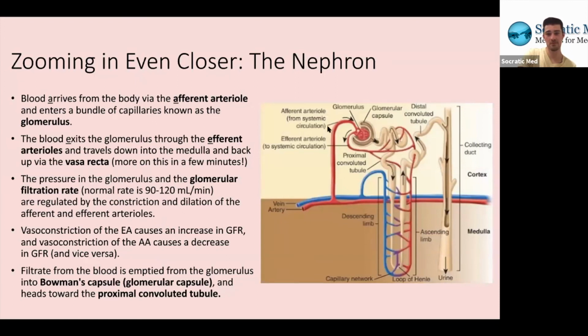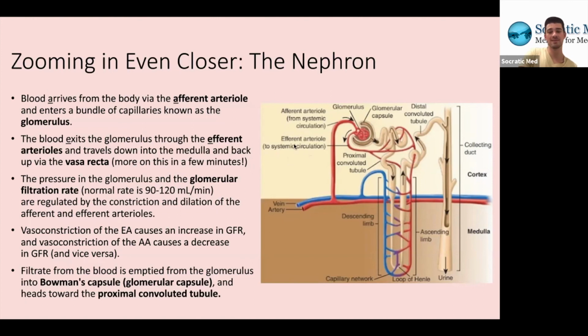Okay, so the afferent arteriole you can see right here is coming in. It's from this artery. So if you see this artery that's going all down here, that's coming from systemic circulation. So the blood is flowing up the afferent arteriole because it's arriving at the glomerulus. And then the efferent arteriole, it's efferent, but it's still an arteriole. So it's still carrying oxygenated blood.